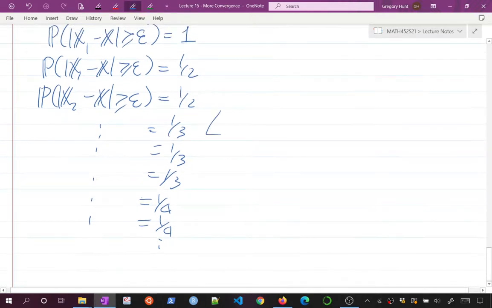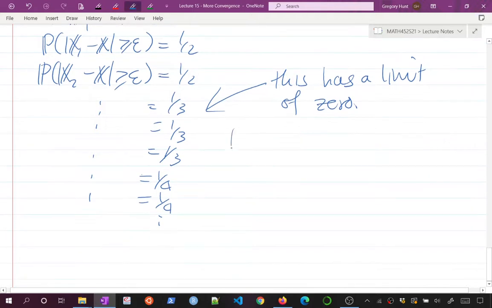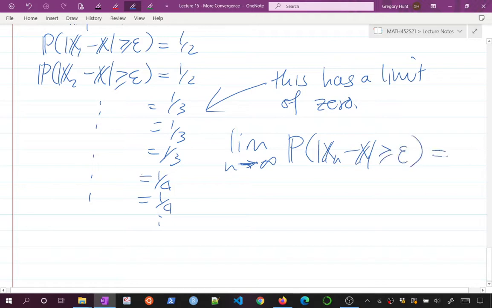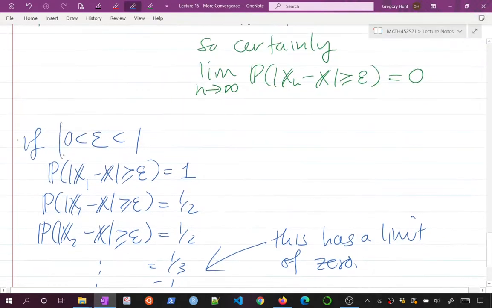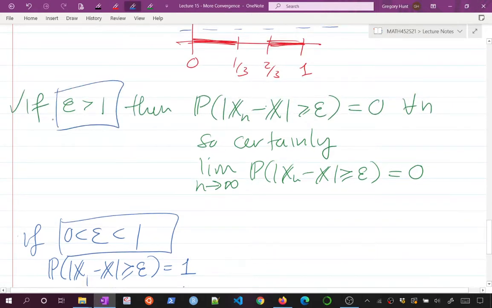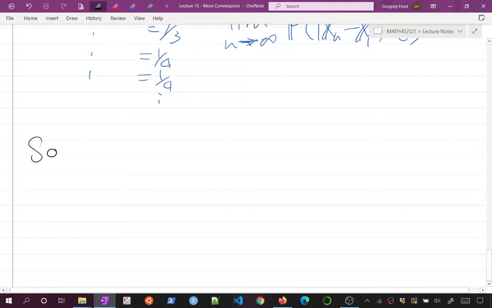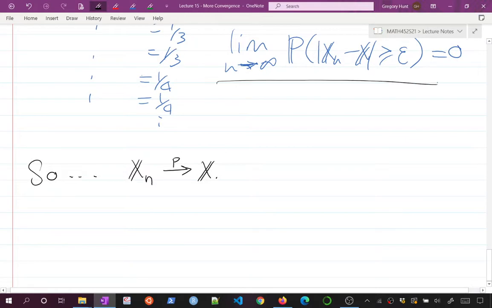And so I'm going to just make the argument, this is kind of proof by intimidation, that this has a limit of 0. The limit as n goes to infinity of this sequence is clearly 0. It never actually achieves 0, but in the limit, it will touch 0. And so that covers the second case of epsilon between 0 and 1, and the easy case is that epsilon is bigger than 1. And so we've shown what we need to show, which is that xn converges in probability to x, because this limit for any epsilon is 0.